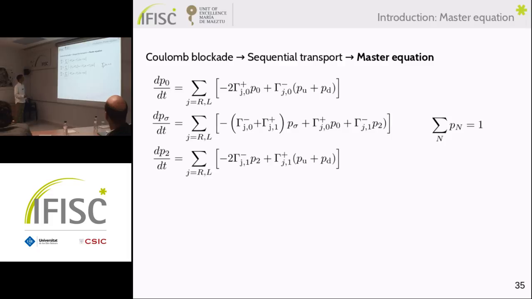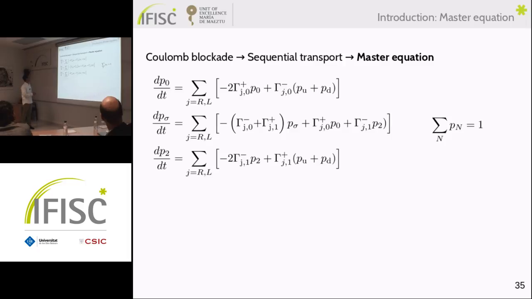So now we move to the description. We have that in our system there is a strong interaction, so we are in the Coulomb blockade regime, and when you are in the Coulomb blockade regime, as the states in the quantum dot are very well quantized, you have that hopping happens one by one, so you have sequential transport. And in this case, it's very easy to describe the system through a master equation. The master equation characterizes the different states of the quantum dot, so zero for empty dot, sigma for either up or down spin electron, and two for doubly occupied quantum dot.